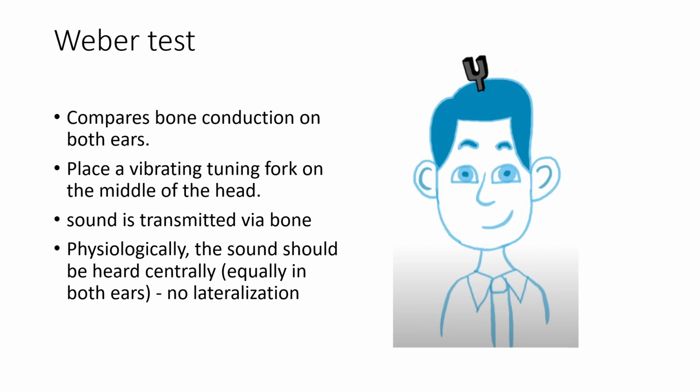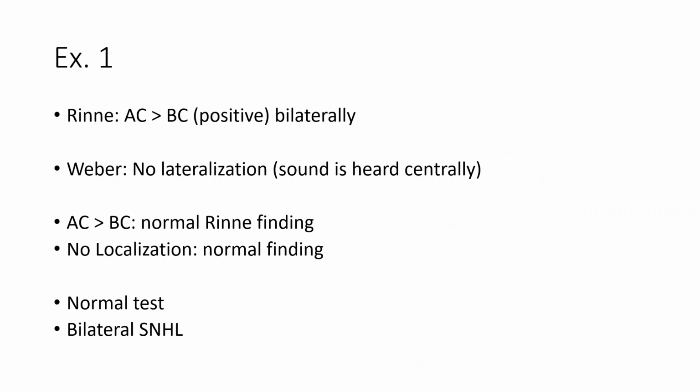Weber test, simple to perform. A vibrating tuning fork, you place it on the middle of your head and the vibration should be felt equally in both ears. When felt equally, we say there is no lateralization. Example now. Rinne test, AC greater than BC. This is a positive Rinne test and this is normal. Weber test, non-lateralization. This is a normal finding, or maybe bilateral sensorineural hearing loss.